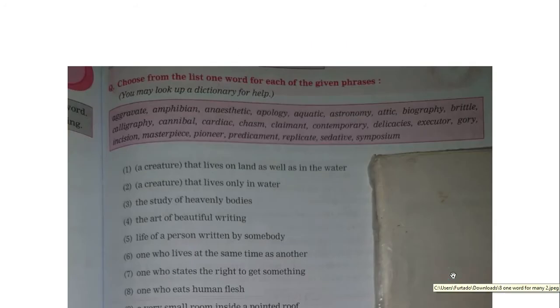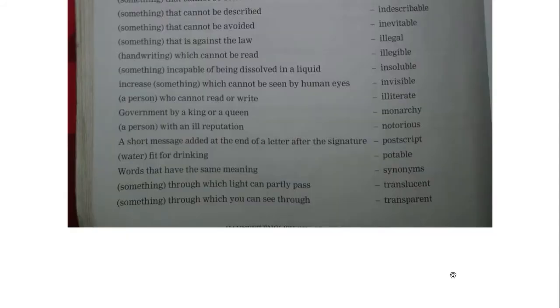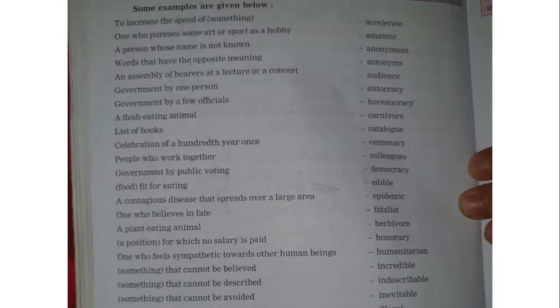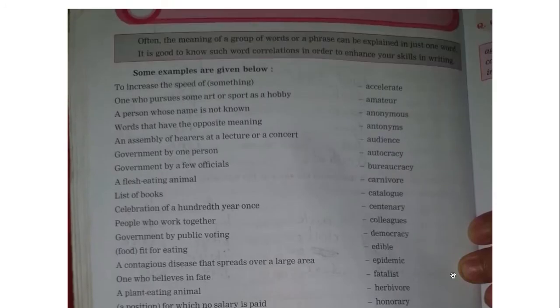Often, the meaning of a group of words or a phrase can be explained in just one word. It is good to know such words in order to enhance your skill in writing. So, what they're telling us basically is that if you know the meaning of these words, you can even improve your writing skill, because when you use these words which are not very easy, it has a good impression on the person reading your essay or whatever. So you can use these words when you're writing your essay, your letter, basically for all your writing skills.